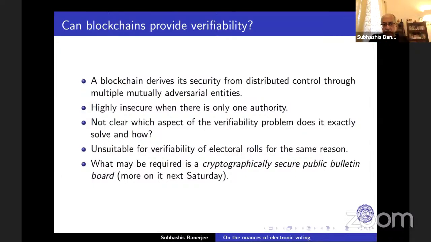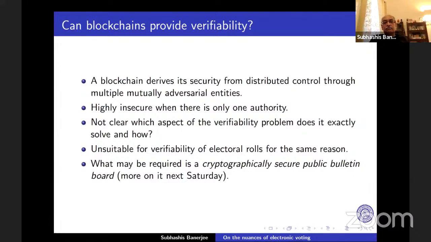Without getting into too much detail, a blockchain derives its security from distributed control by multiple mutually adversarial entities. So it is highly insecure when there's only one authority. If only the Election Commission of India is running a blockchain, that gives zero security, none whatsoever. They already get to decide what has happened in the EVM. What is the point in putting it up on a blockchain, right? Where is the mutually adversarial protocol on what should go on a blockchain? That has already been decided by the EVM.